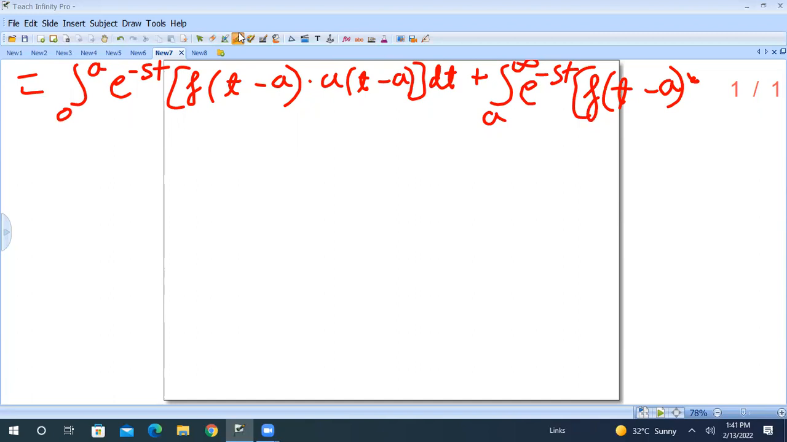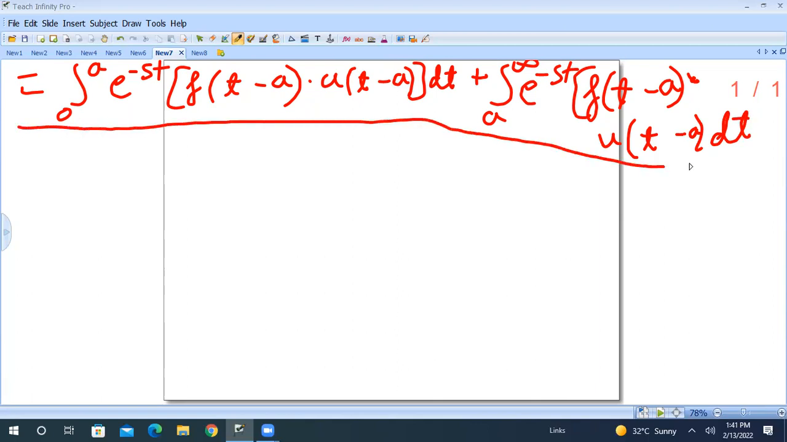So next step, u into ut minus a into dt. Okay? So in the previous step, denote all of this. Now we have to put the values. So next, we put the values: 0 to a, e to the power of minus st. So here we put the values of ut minus a.